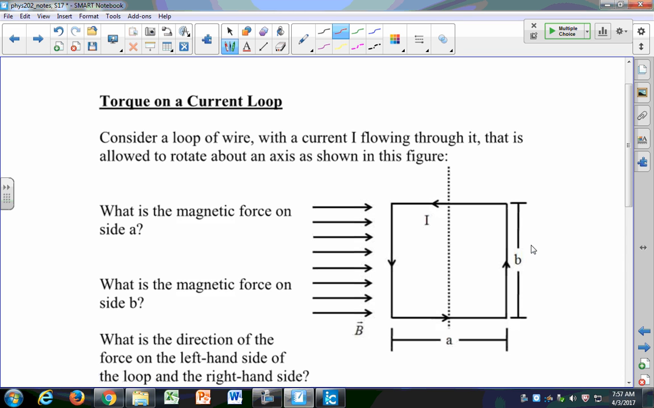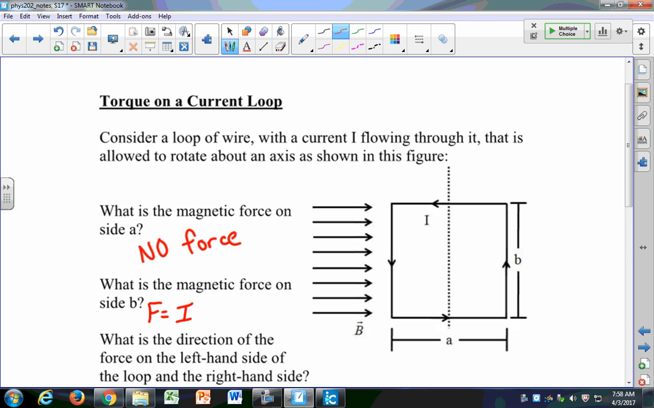What do y'all think? Josh? The side to side. Right, the side ones. Because with those, the angle theta is either 0 or 180, and the sine of 0 and the sine of 180 are both 0. If I have two parallel or anti-parallel vectors for B and L, then the force is going to be 0. So I get no force on side A, no force at all.